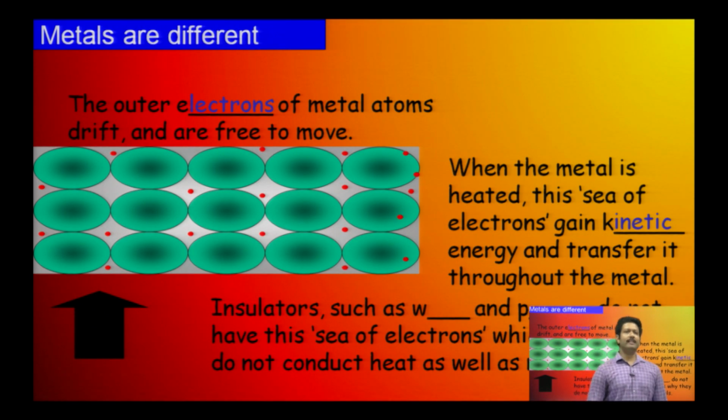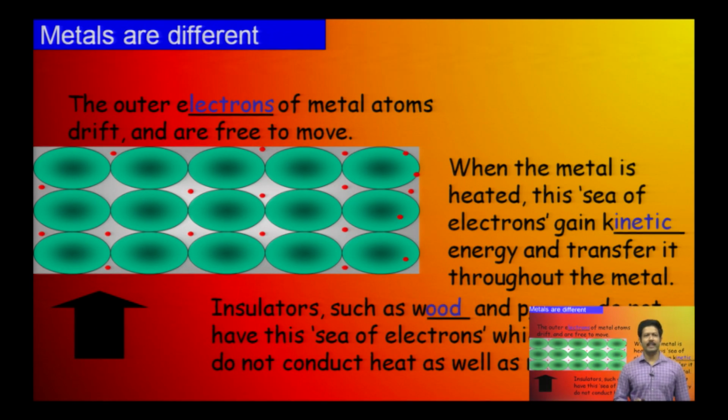Okay, now when the metal is heated, the sea of electrons gains kinetic energy. The kinetic energy is due to the quanta of heat that is being received by those electrons which are bouncing from point A to point B, and they transfer it throughout the metal, as I have already shown you.